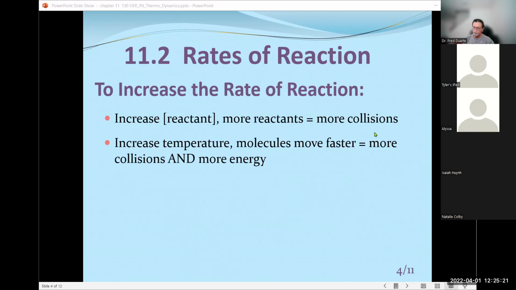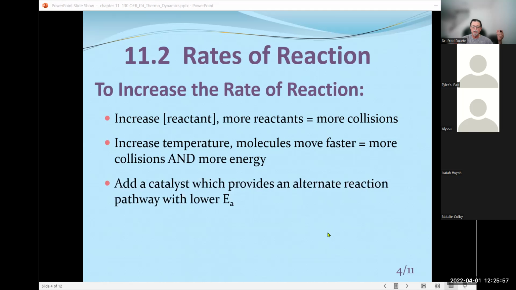We can increase the temperature, as I stated. Molecules move faster, and more collisions occur simply because there is more energy. But you have to be careful, because too much energy can cause the reactants to decompose, and or the product that you make could be heat sensitive. So even though you're getting reactions to occur, because of the temperature, they break down and you don't have the product that you're searching for.